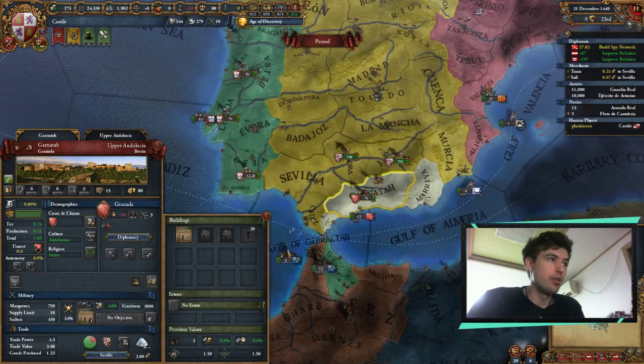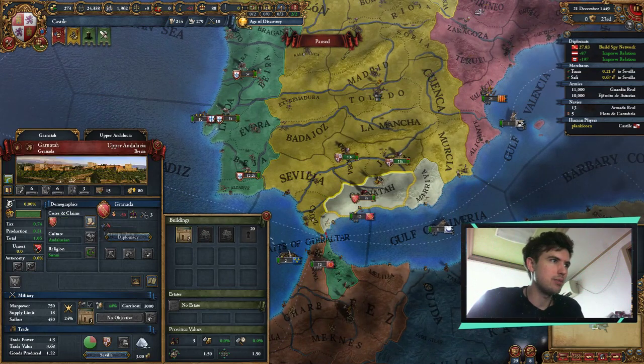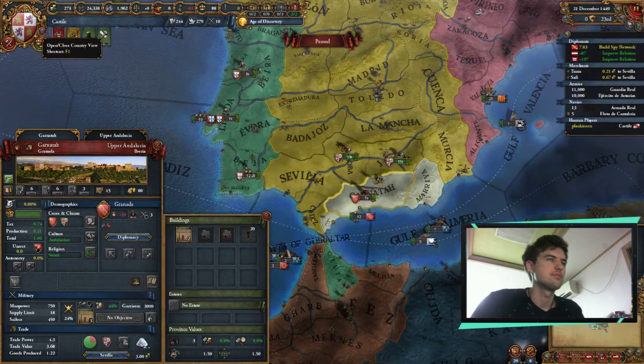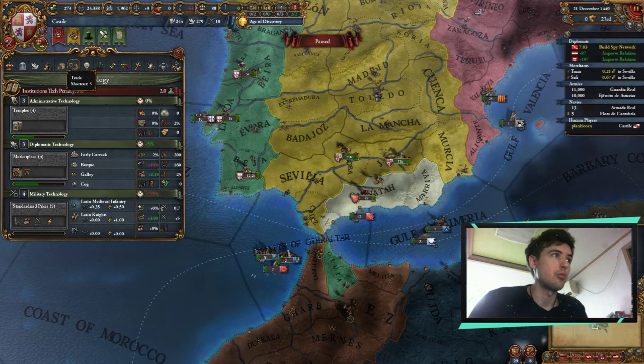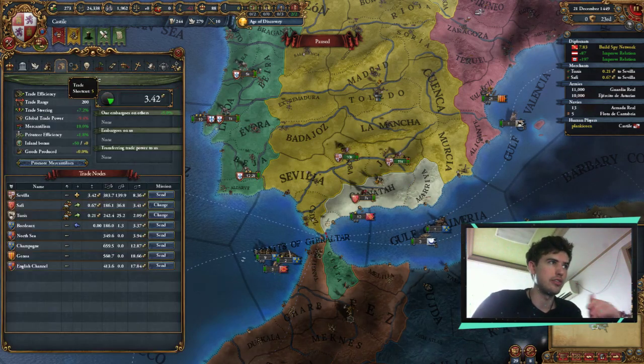Also, we're going to be able to go to war very soon. I'm actually going to claim Granada. Now, before I unpause the game, because I want to declare war as soon as possible, I'm going to explain some more of these tabs.